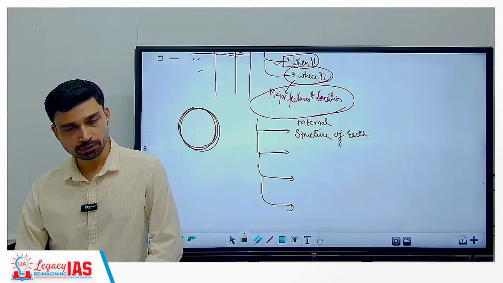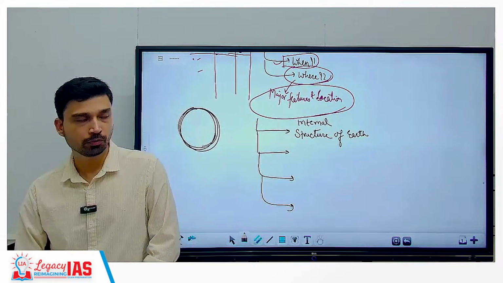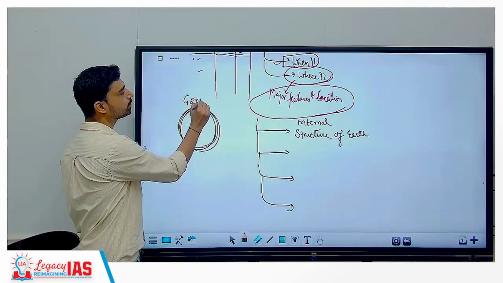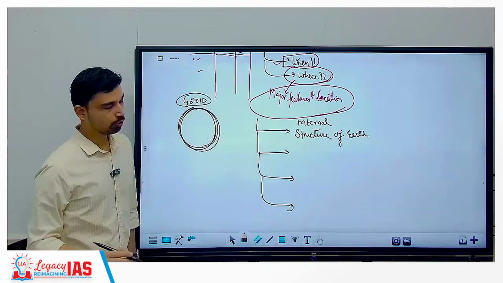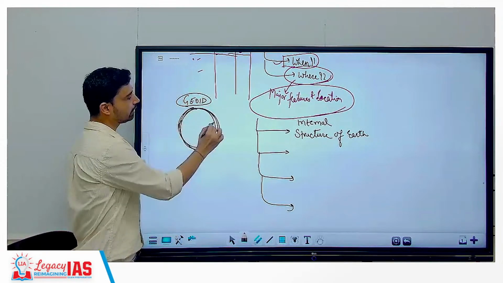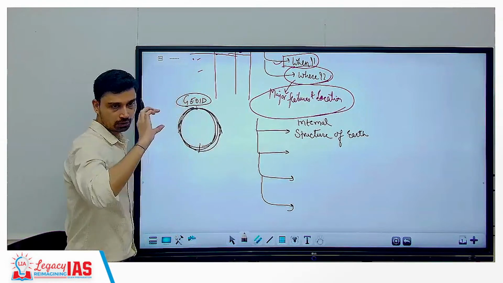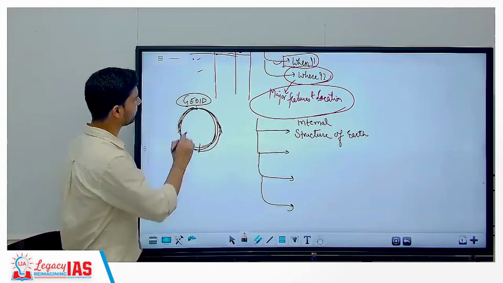Earth is a perfect sphere? No. Earth shape itself is a unique shape. So it is referred as what shape? Geoid. That means near the equator it is kind of bulging out, and near the poles it is kind of compressed.